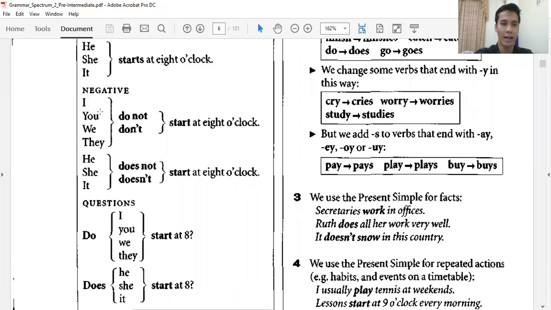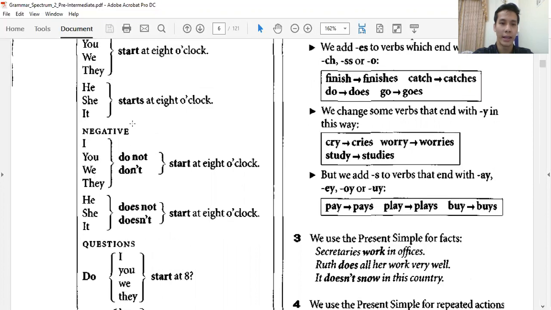So they are different. In negative, they are also different. In negative, with I, you, we, they, we use do not or don't to create a negative sentence. For example, I don't or I do not start at 8 o'clock. But it is different when we use he, she, and it. We change do to does. We use does not or doesn't start at 8 o'clock.